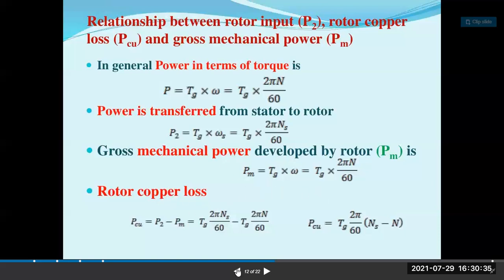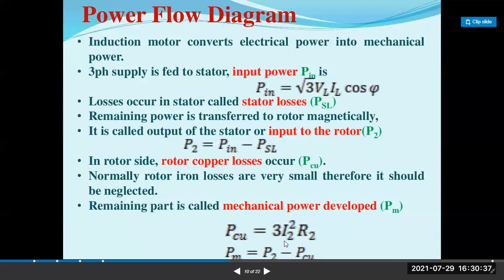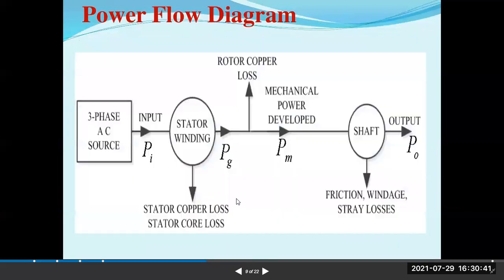Okay. Now the rotor copper loss, as you already know, PCU equals P2 minus the mechanical power developed. You can see here.